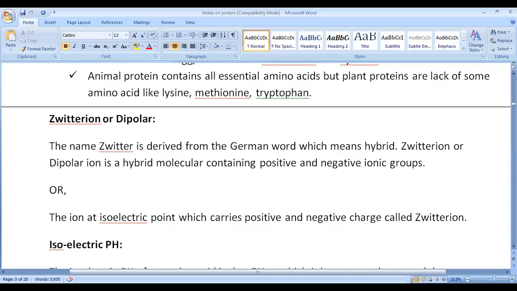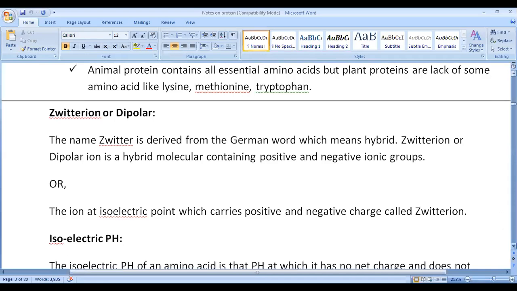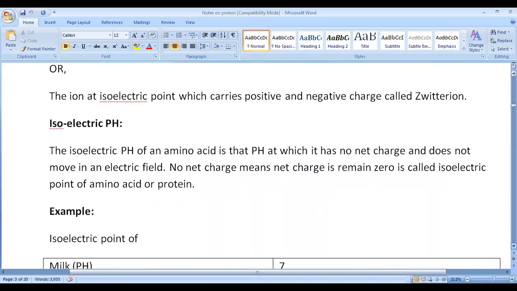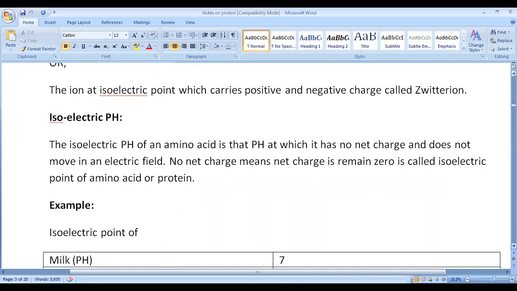And there is the isoelectric point. The isoelectric point is the point when an amino acid's net charge is 0. That point is known as the isoelectric point. I will discuss this later on one day. Today I will not go for this. Today I want to discuss the structure of protein.